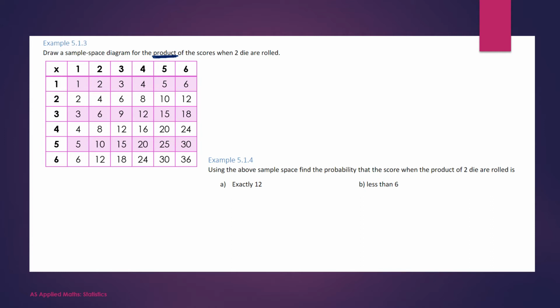So the probability of getting exactly 12, just working through the table, once I've worked out my grid, I know that I've covered all possibilities there, so exactly 12 would be 4 out of a total of 36, and then we can simplify that down.